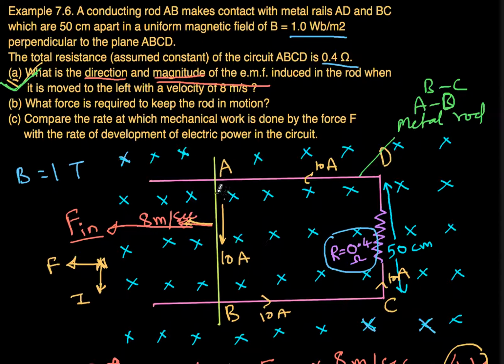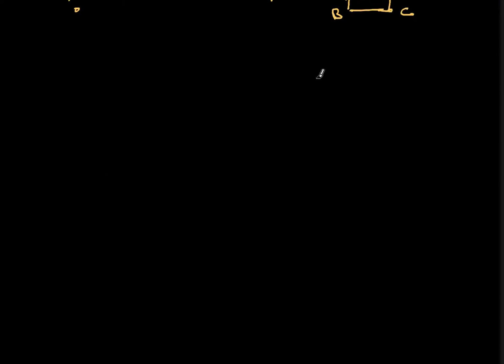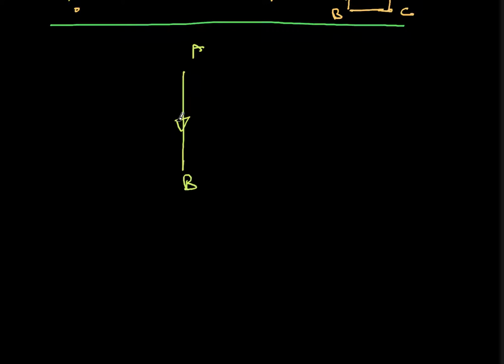The reason is that a current carrying conductor AB is placed in a magnetic field. It will experience a force. So that force we have to counter. So let me redraw the figure so that you can understand it. What is happening? This is AB carrying a current of 10 amperes, and it is moving with a velocity of 8 meters per second, in the presence of a magnetic field, which is perpendicular to the plane of the screen.